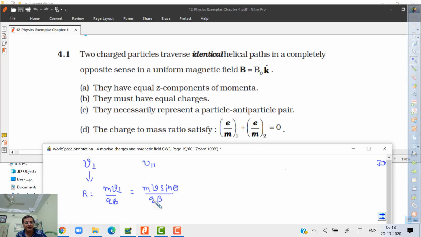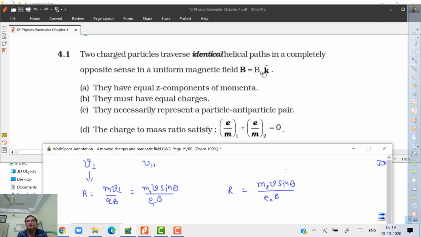Okay, here I take this charge as E1, mass is m1, magnetic field is the same, velocity is the same. So this is for one radius, and for the second one also you will get the radius equal to m2 v sin theta upon E2 B.